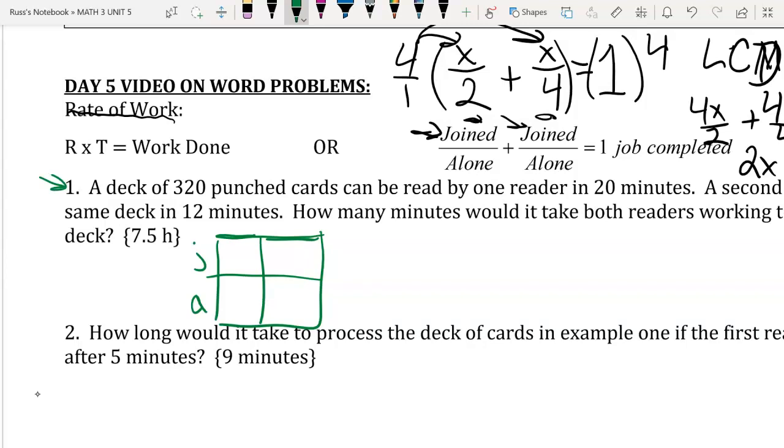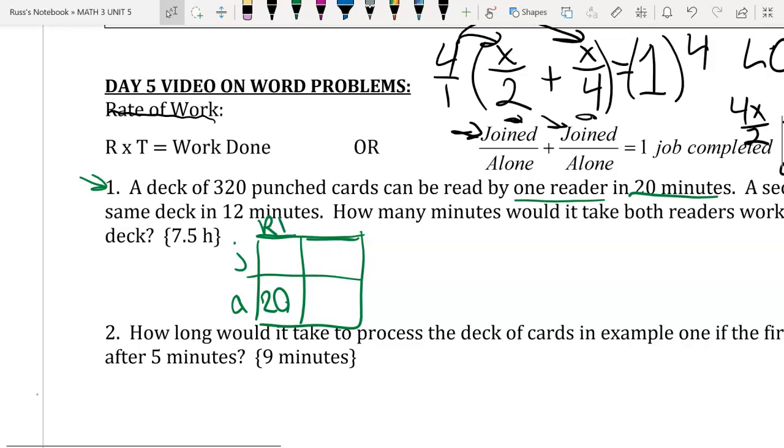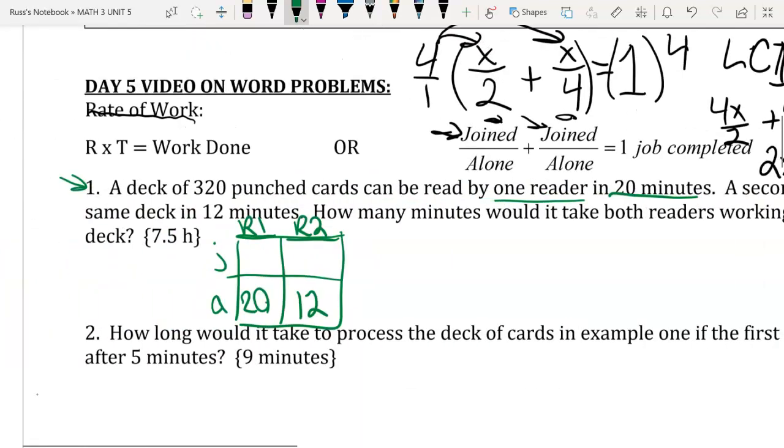A deck of 320 punch cards can be read by one reader in 20 minutes. So this is reader 1, and they can do this in 20 minutes. So that's alone, 20 minutes. A second reader can read the same deck in 12 minutes. So reader 2 can do this in 12 minutes. How many minutes would it take both readers working together to read a deck?